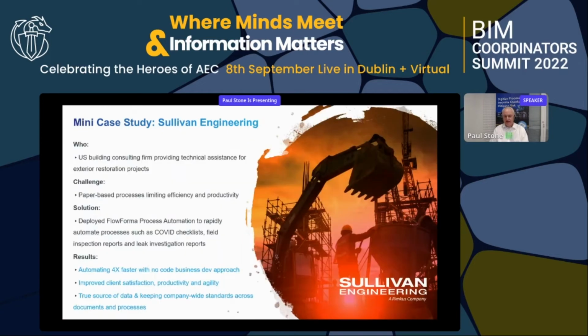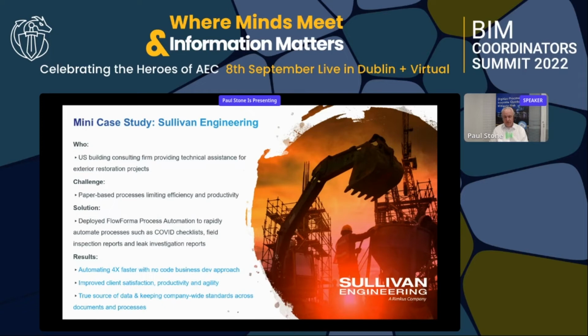The next client I'd like to talk about is Sullivan Engineering. Now, we actually have a representative of Sullivan at the show today. They're a US building construction firm providing technical assistance for exterior restoration projects. So they're at the tail end, if you like, of a typical BIM process. But they were very challenged by the fact that they were continuously using paper-based processes. So they're a rapidly growing company, but they were held back by the inefficiency of paper-based processes.